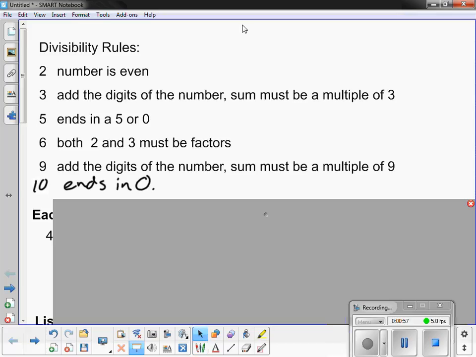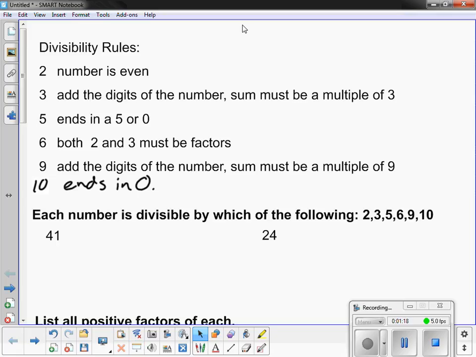When you see fractions that you have to reduce, you have to know if they can be divided by 2, 3, 5, 6, 9, 10. You just have to know that. And the only way you're going to know that is if you know these divisibility rules. Now, on the quiz that you took, that's one of the answers right there. What are those rules? The next set of problems is, each number is divisible by which of the following? Is it a 2, a 3, a 5, a 6, or a 9, or 10?